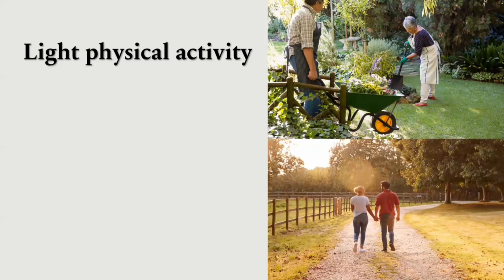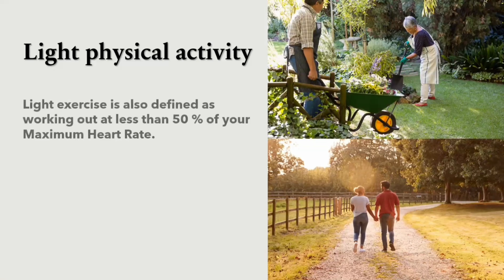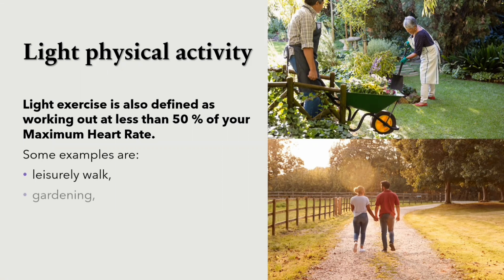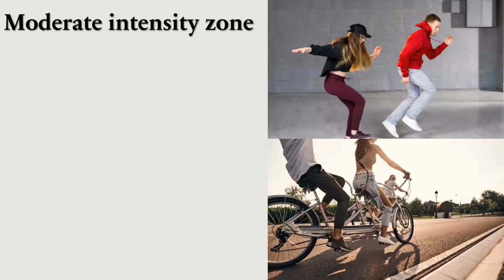Now let's look at the intensity levels. Light physical activity. This is the type of exercise that will not cause you to break a sweat or speed up your breathing. The simplest method for determining the intensity of your workout is the talk test. You should be able to sing while performing light exercise. Light exercise is also defined as working out at less than 50% of your maximum heart rate. Some examples are leisure walking, gardening, light housework, relaxed bike ride, fishing, etc.